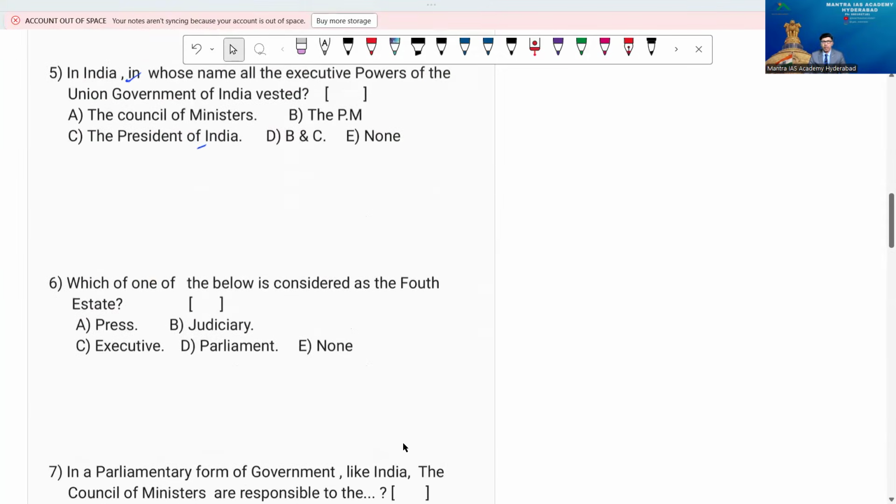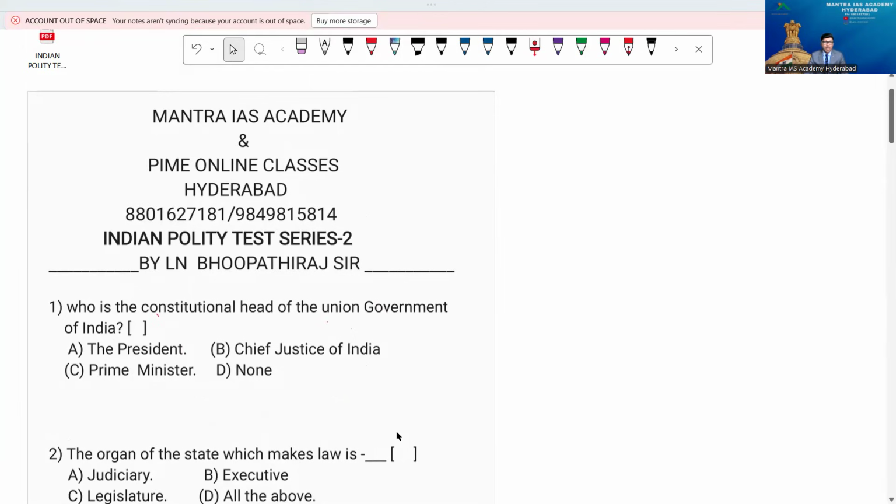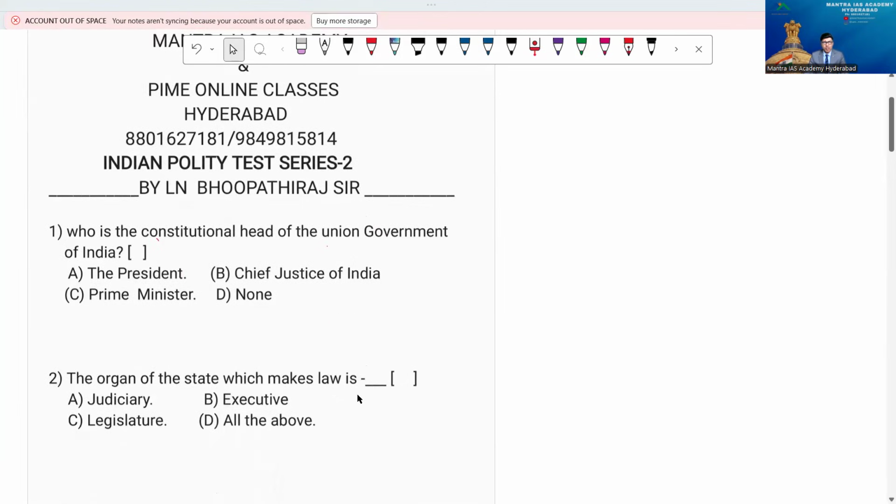I'll start with the first question now. Very simple question, observe here. Who is the constitutional head of the Union Government of India? Option A, President of India; Chief Justice of India; Prime Minister; and none. Please remember, the concerned personality is called the nominal head. The real head is the Prime Minister of India. So the answer to this question is the President of India, option A. The President of India is the constitutional head.